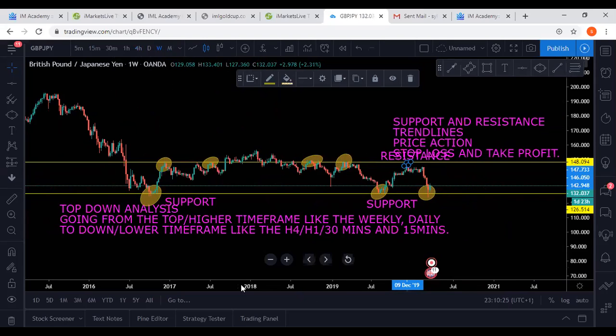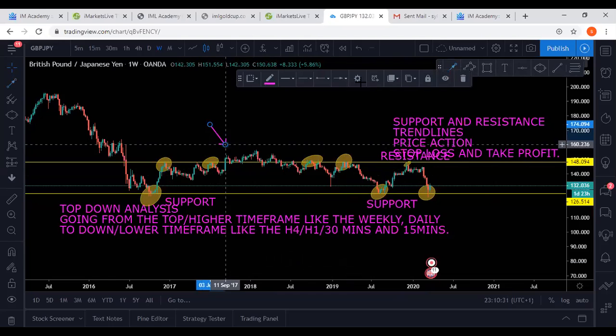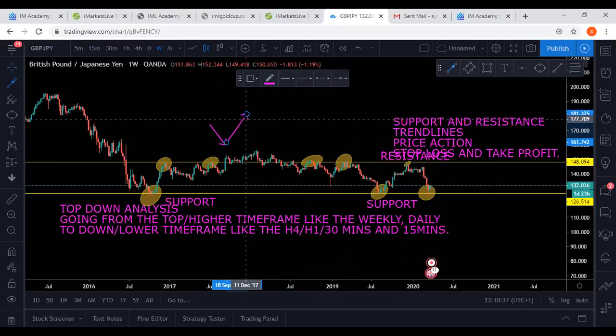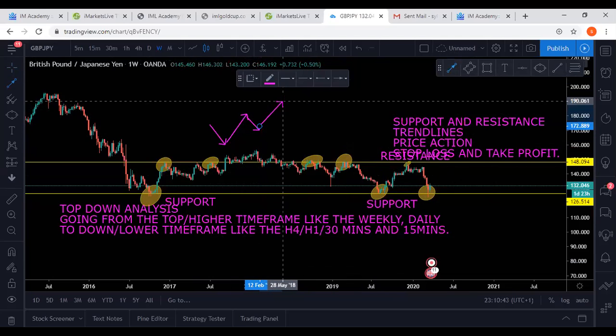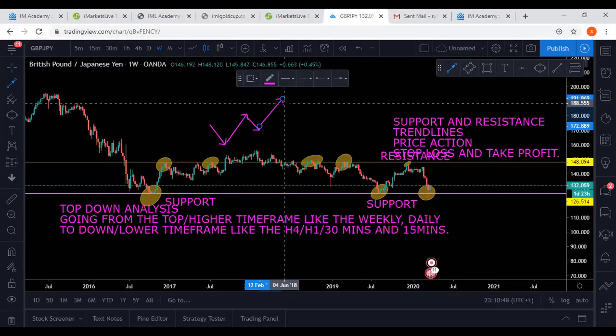Now, when the market is going up, you're going to see a series of higher highs and higher lows. When you see the market always do something like this, let me draw this out for you guys. This is what a typical market should look like. Stuff like this. Can you guys see that this is going up?